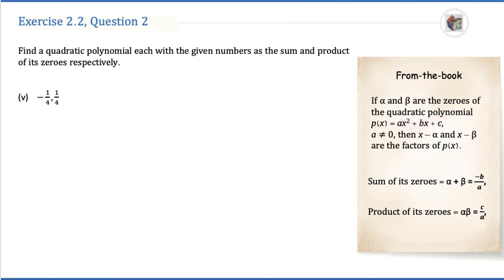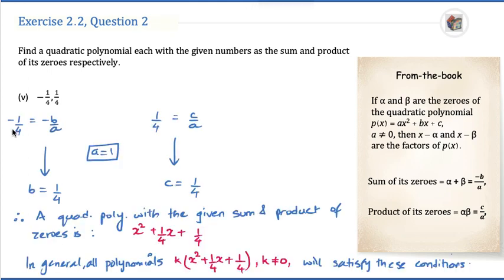Now you have part 5. Try this and then play the video. There you go. It's exactly the same. Sum is minus 1 by 4. Product is 1 by 4. Getting a equal to 1 will give you these values of b and c. You put them in your polynomial ax squared plus bx plus c, and this is one such quadratic polynomial that will have the sum and the product that you wanted. In general, any multiple of this will work as long as k is a non-zero real number.